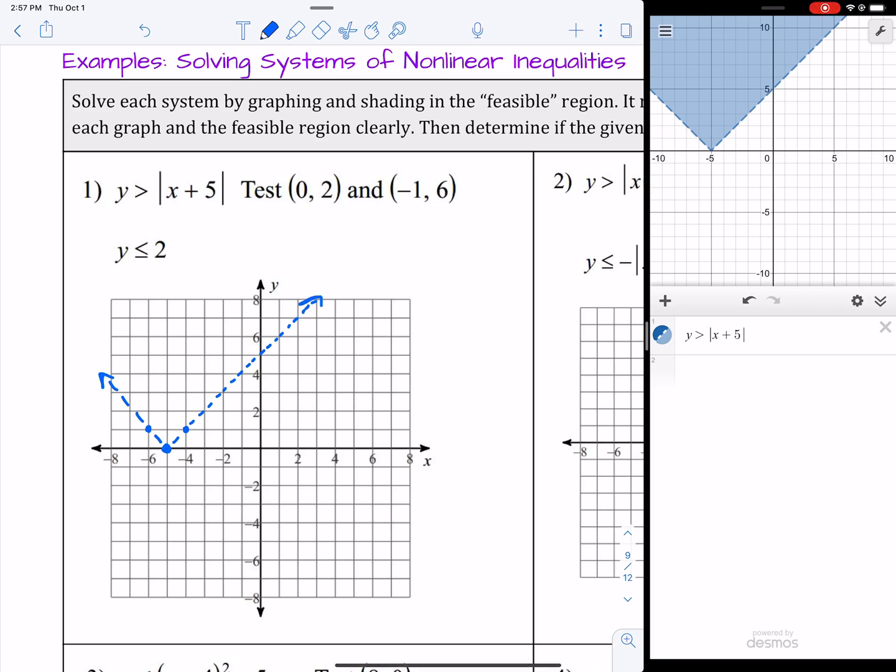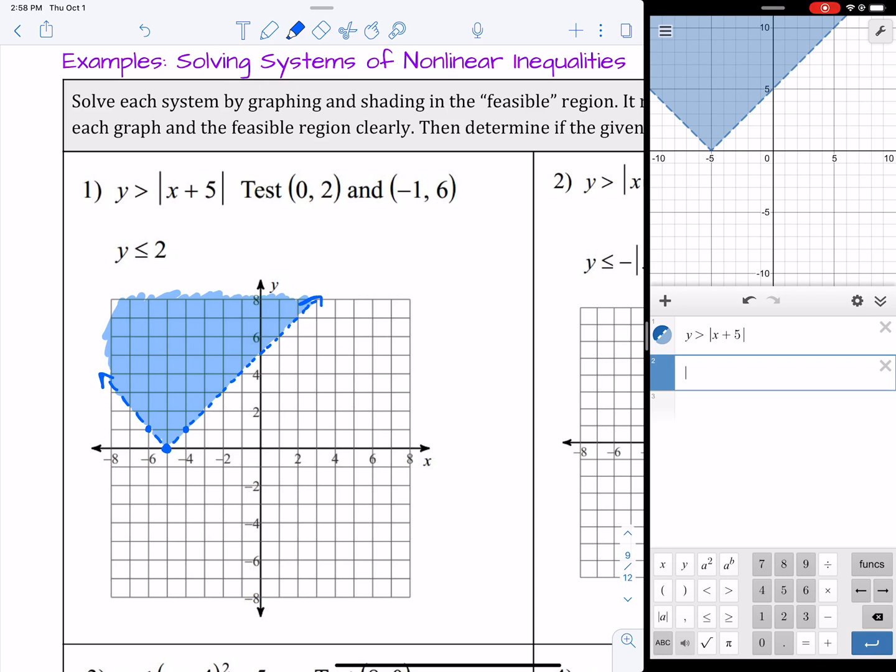Okay, then shade above that graph. So use your color pencils and shade with one color above that graph. Shade nice and neat, don't go below the graph. And make those lines dashed just like it looks in Desmos.